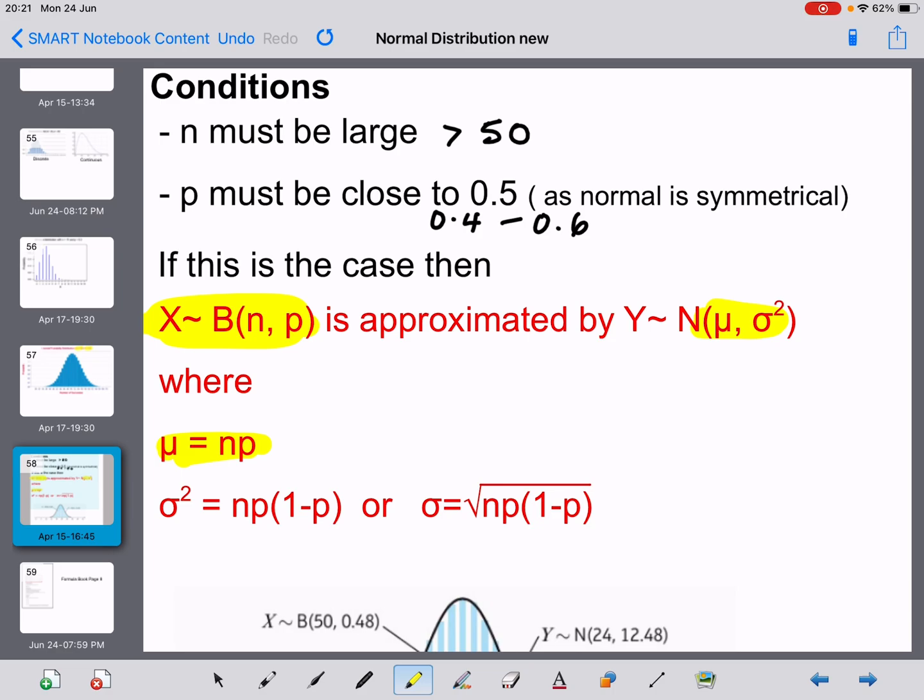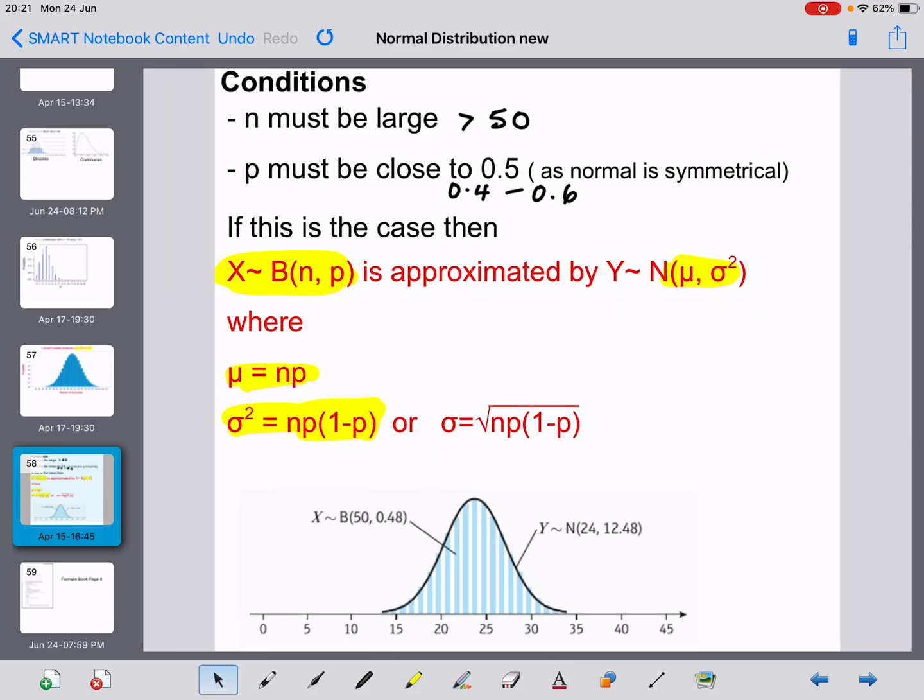And then the variance, sigma squared, is np(1 minus p). Now you do get them in the formula booklet, I'll show you in a second. But that's how we convert from binomial parameters into normal parameters. And just to show you why that is, a little diagram at the bottom here.